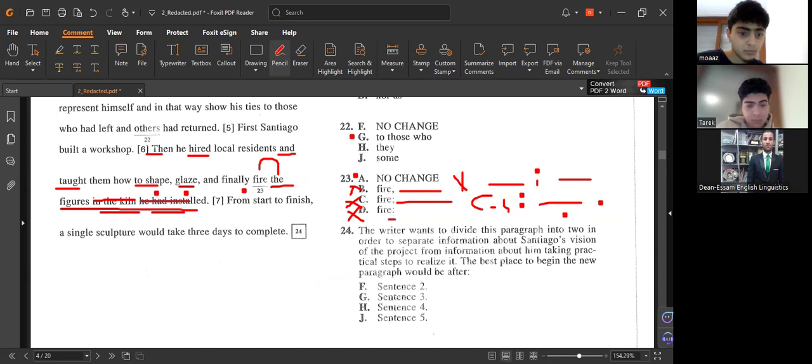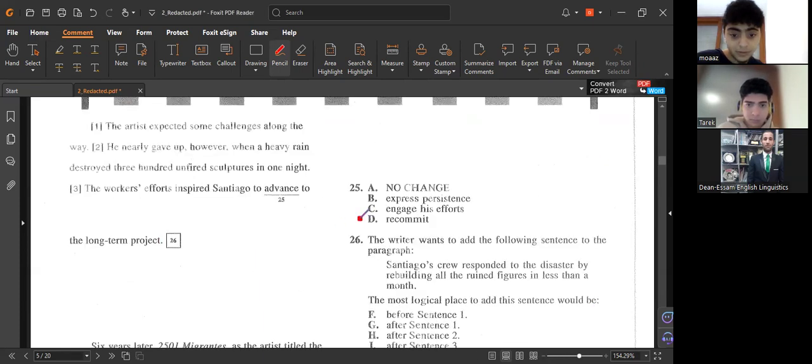For number 24. What's yours? 24, let me see. For 24, I put H. 24 H, correct. 25. 25, I put C. 25 C, no, 25 it's letter D. We need to know why. Yeah, this is the vocab unit.